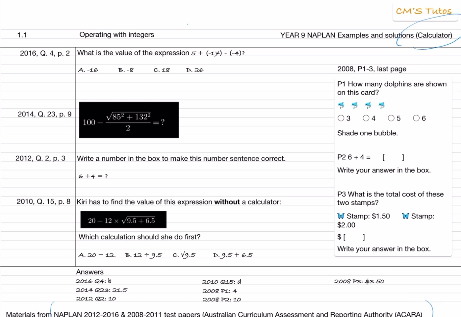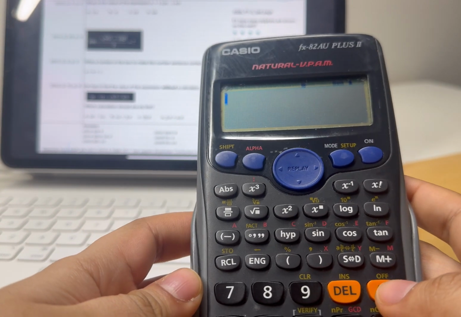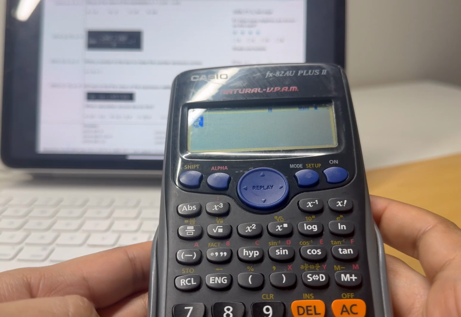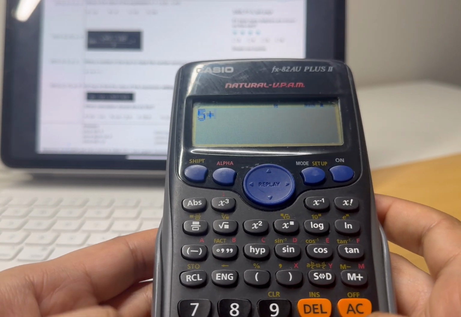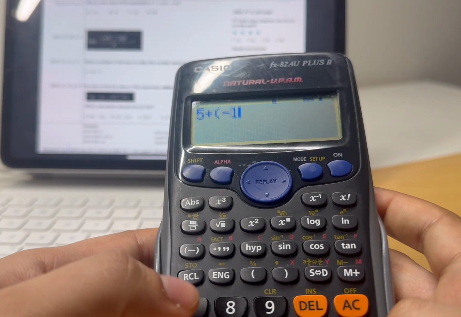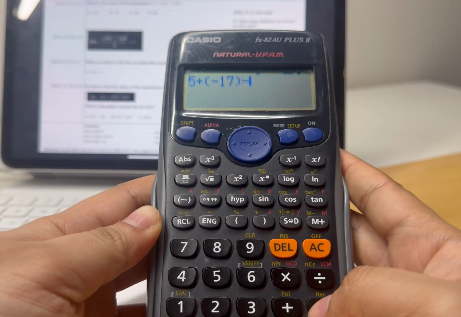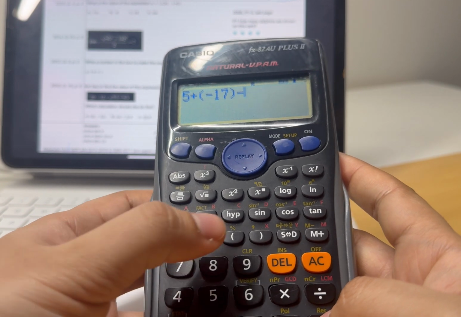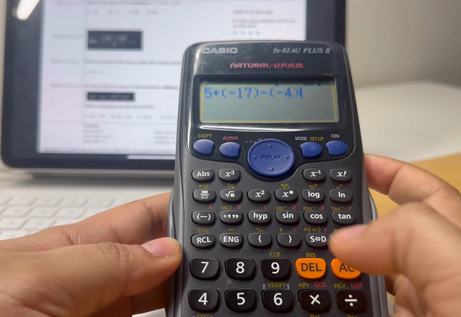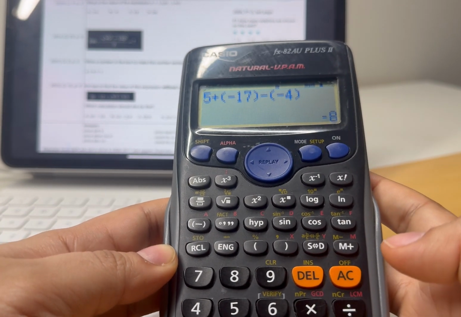Is 5 plus minus 17 minus minus 4. All you gotta do is just pop that in the calculator. So just pop that in the calculator. 5 plus bracket minus 17 bracket minus bracket minus 4 equals minus 8.